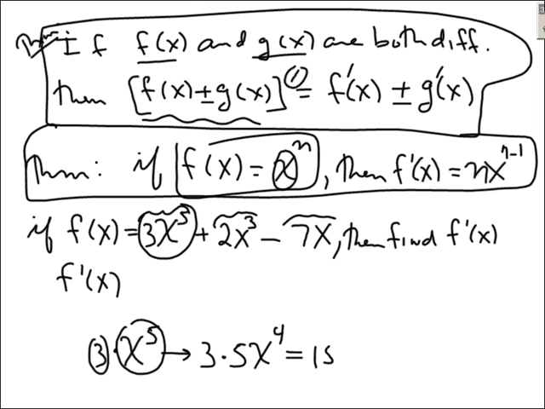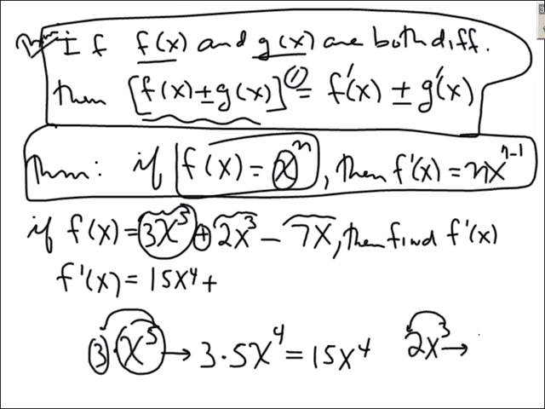But that gives us 15x to the fourth. In fact, you could have just multiplied the 3 by the 5 right away. So like I said, you get 15x to the fourth plus. Now we want to take the derivative of 2x cubed. The best way to do that is to bring down the 3, but it's going to get multiplied by the 2. And then make the new power one less, plus 6x squared.